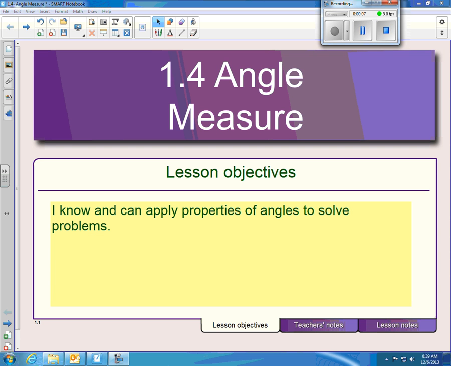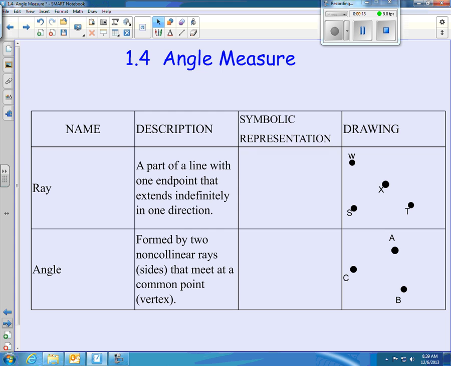And today we're going to be going into Unit 1, Notes 4 on angle measure. Our objectives or our learning targets today is I know and can apply properties of angles to solve problems. So we're going to be talking about angle measure, and before we get into that, we got to talk about some definitions.